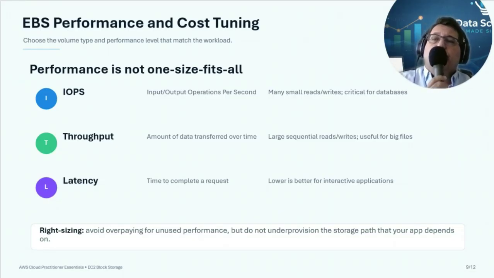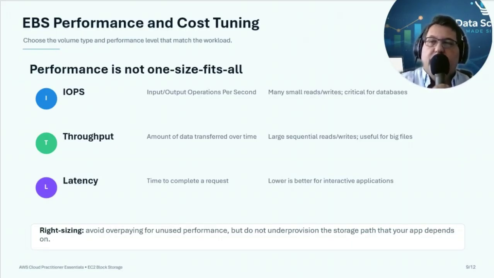A transactional database is a good example. A database may continuously read customer records, update account balances, write transaction logs, modify indexes, and create new orders. Each of these actions may generate multiple storage operations. Throughput measures the amount of data transferred over a period of time. It is usually expressed in a unit such as megabytes per second. Throughput becomes especially important when working with larger sequential files. Examples include video processing, big data workloads, backup operations, log files, and analytics datasets.